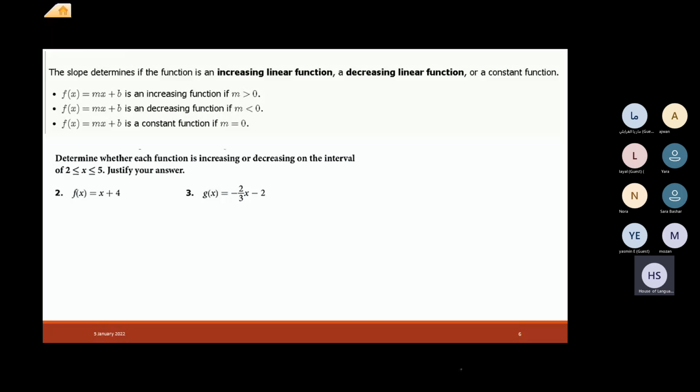Now, the slope determines if the function is increasing, decreasing, or constant. How? Look at these examples here. f of x equals mx plus b. This is the standard form of the linear function. If the slope is greater than 0, like 1, positive. What do I mean by greater than zero? Positive. So if the slope is positive, that means I have an increasing function. If the slope is less than zero, it means negative.